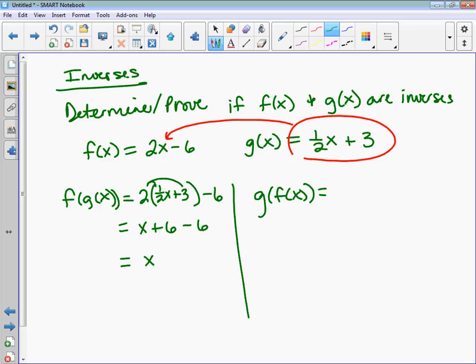Okay. So that one was x, so now we have to go do the other one. So g of f of x. So we go the other way. So we have 1/2 times 2x minus 6 and plus 3. So when you distribute your half, what do you get? X minus 3 plus 3. So what is that? X. So you would say yes, f of x and g of x are inverses.